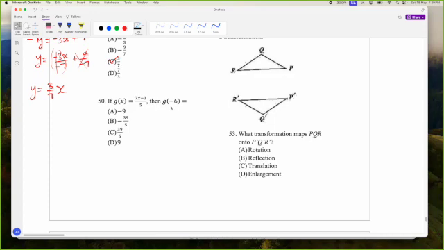What is the g of negative 6? So I'll just have to put negative 6 wherever I see x: minus 3 divided by 5. So 7 6s are 42. That is negative 42. Oh gosh. So that'll be negative 45 all over 5, which will give me negative 9.